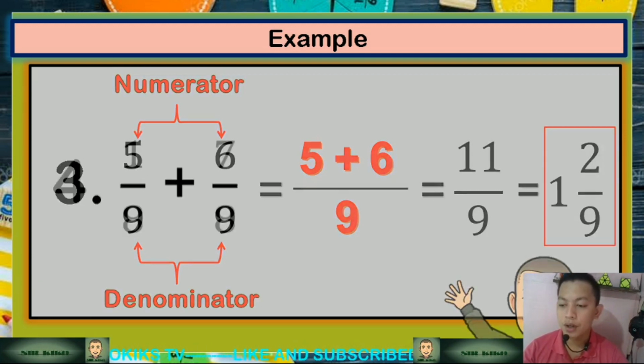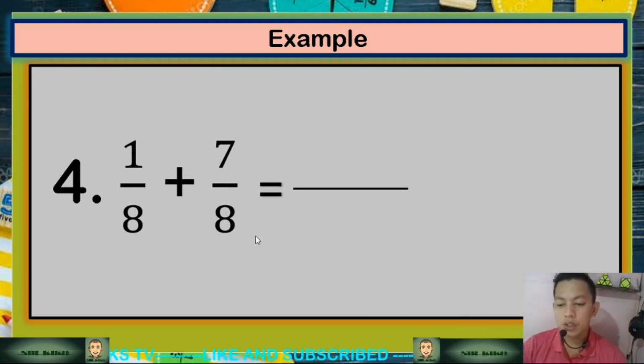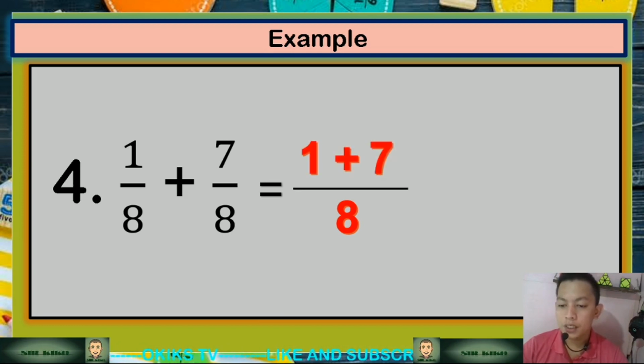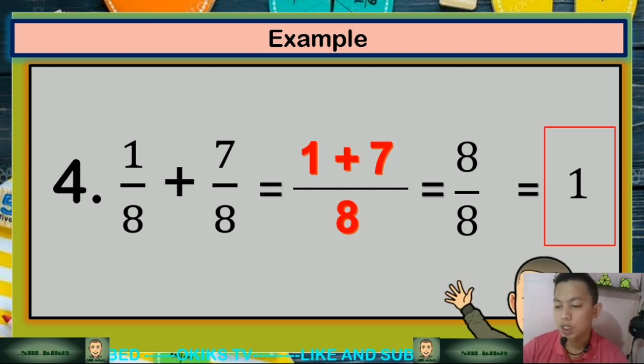Next, number 4. We have 1 eighth plus 7 eighths. As you can see, the denominators of these two fractions are the same. So we're going to copy 8, and then 1 plus 7 is equal to 8. And then simplify your answer. 8 eighths can be expressed as 1 whole. So 8 divided by 8 is equal to 1. Okay, so your final answer is 1. Number 5.